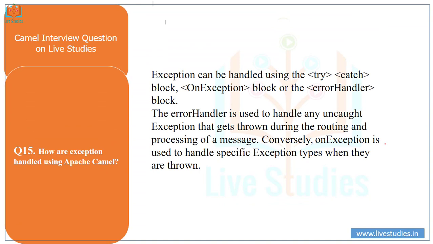Another question is how an exception is handled using Apache Camel. Exceptions can be handled using the try and catch block, the on exception block, and the error handler. The error handler is used to handle any uncaught exception that gets thrown during the routing and processing of a message. Conversely, on exception is used to handle specific exceptions when they are thrown.